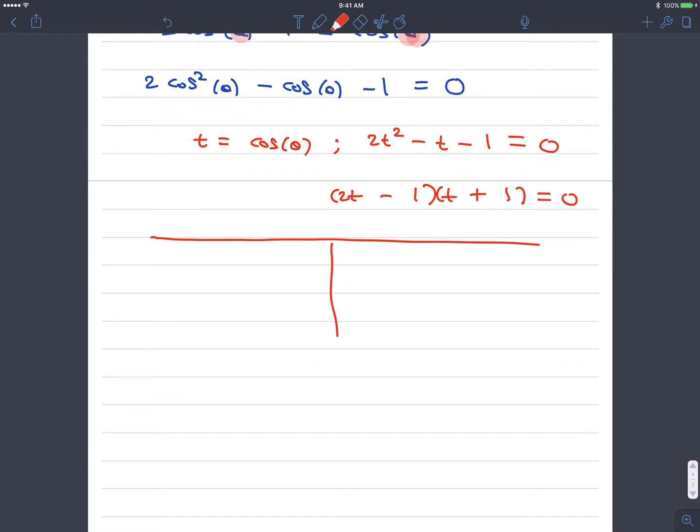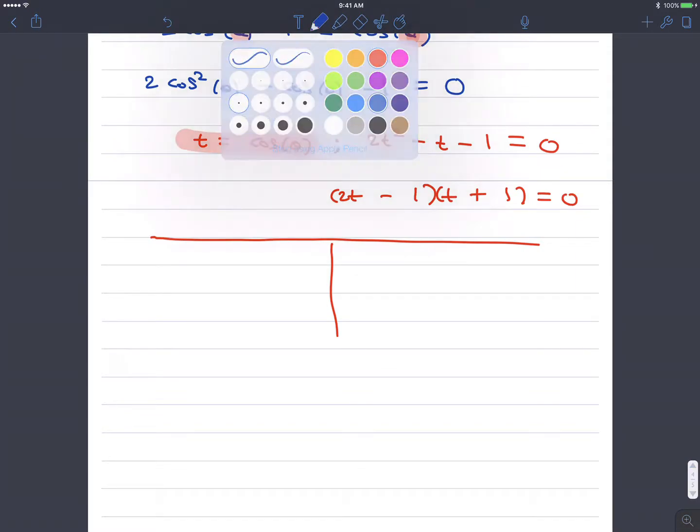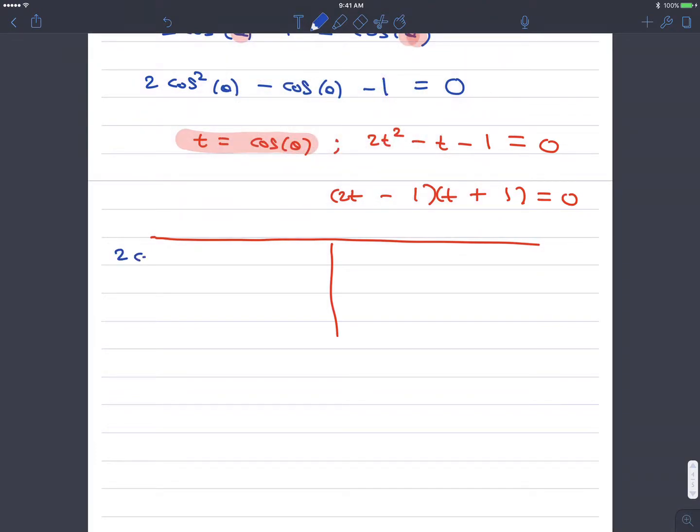Since t is cosine theta, don't we have 2 cosine theta minus 1 equals 0, and then cosine theta plus 1 equals 0? Is that true? Because that's what t is. So we did a t substitution. So I'm going to solve for cosine theta now, right? We're going to solve this for cosine theta for both equations.